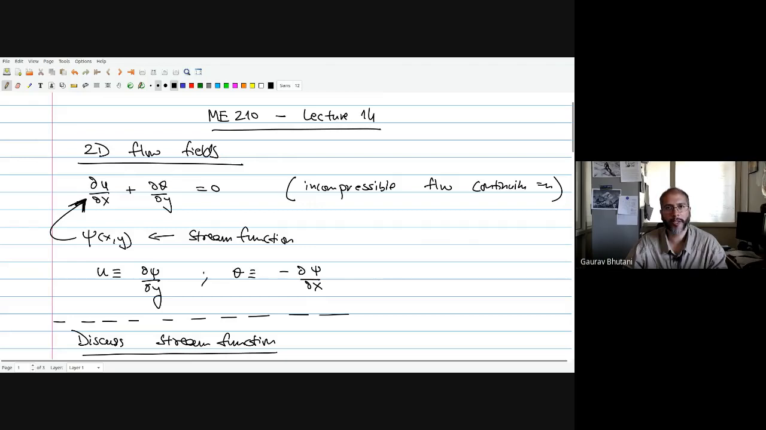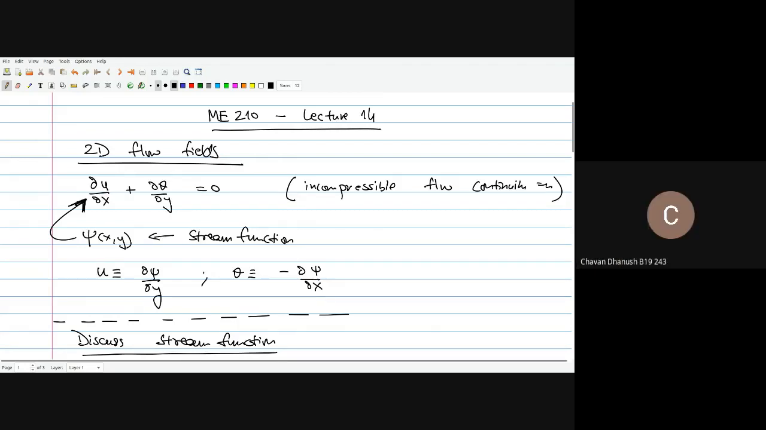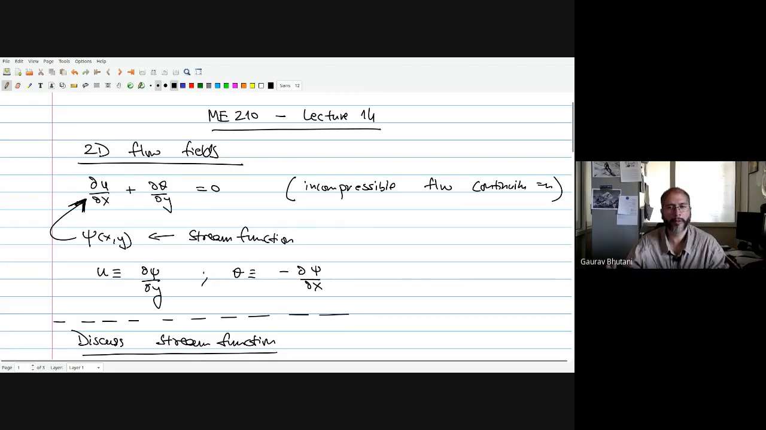For compressible fluids, you have to work in a different way. But I will not go there. I just want to stay with the incompressible flows for now. Okay, because most of the flows that we deal with can be considered incompressible. So this theory is nicely usable for most fluids, most flow situations.